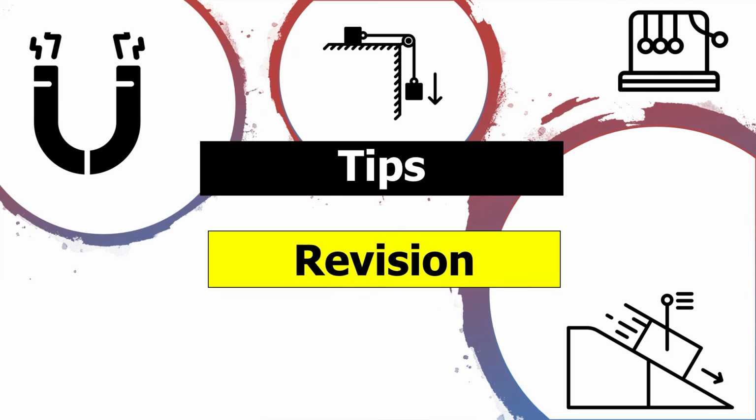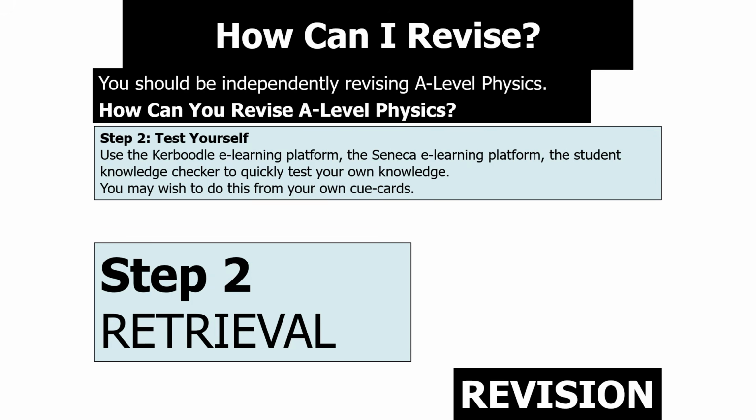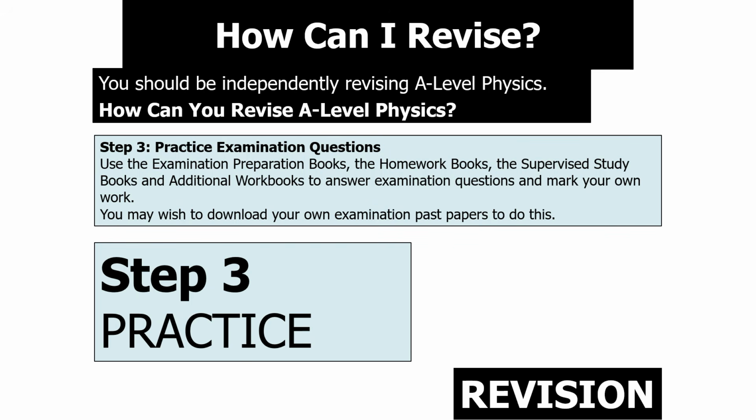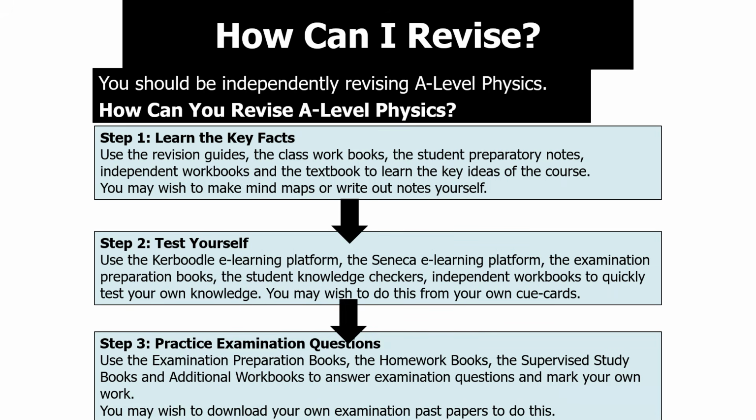So how should you be revising for AQA A-Level Physics Paper 3? Well, the first step is to learn the key facts. Use revision guides, class workbooks, prep notes and then textbooks to learn the key ideas of the course. Then test yourself. Use things like Cabodle, Seneca, knowledge checkers to quickly test your own knowledge. Finally, practice exam style questions with exam practice books, homework books, study books, additional workbooks to answer exam questions and mark your own work. So learn the key facts, test yourself and then practice exam style questions.